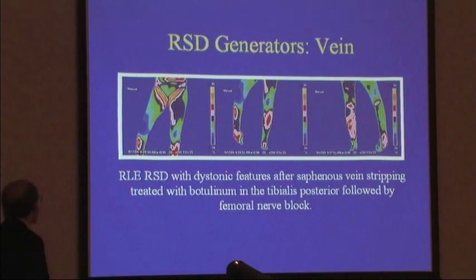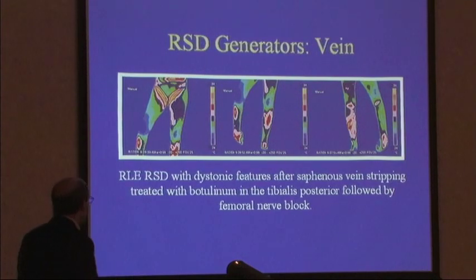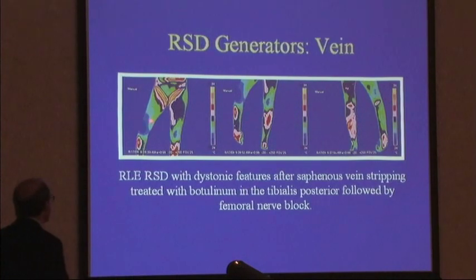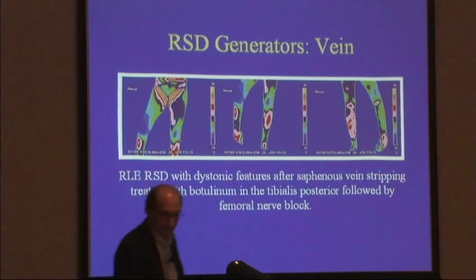This is a person with right lower extremity RSD after saphenous vein stripping. They had a dystonia. As you can see, they have abnormal posturing. The first thing we did is treat the posterior tibialis with botulinum, and then followed that with femoral nerve blockade.